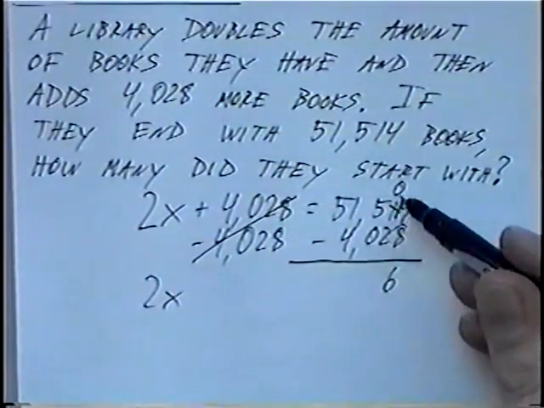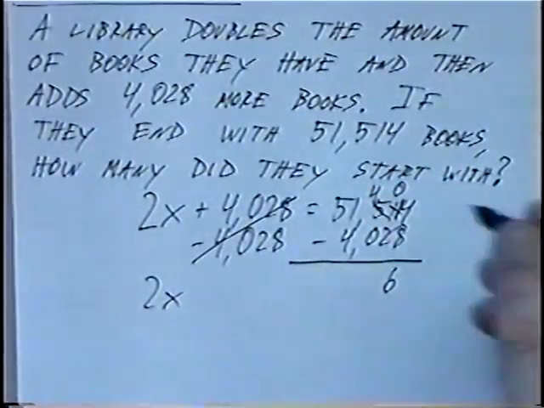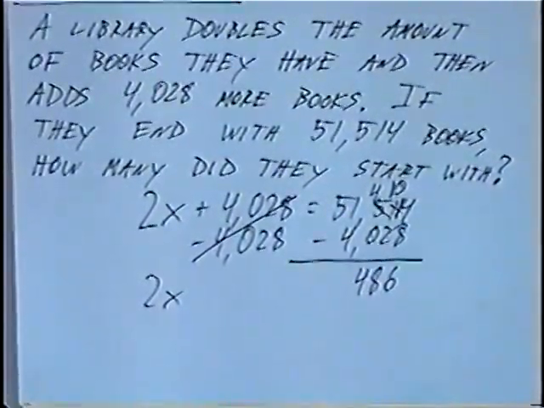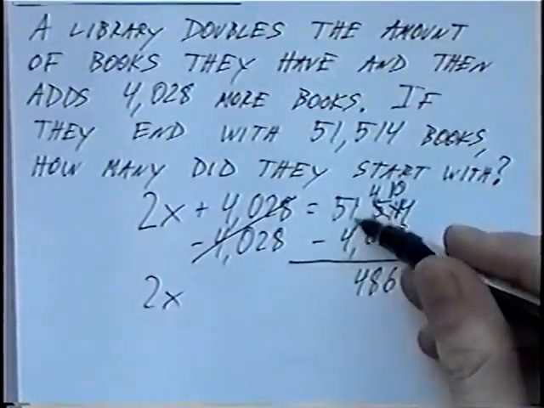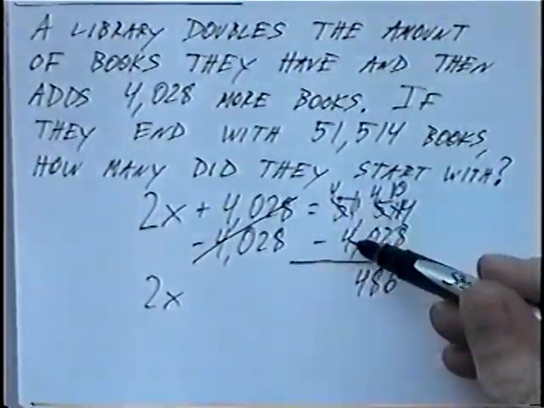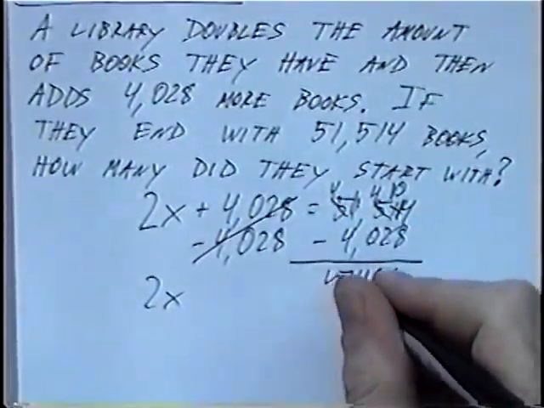0 minus 2, again we'll have to borrow from the next number. The 5 we can change to a 4, and the 0 we can change to a 10. So 10 minus 2 would be 8. 4 minus 0 would be 4. 1 minus 4, again we can borrow from the next number. 11 minus 4 would be 7, and the 4 would come down.